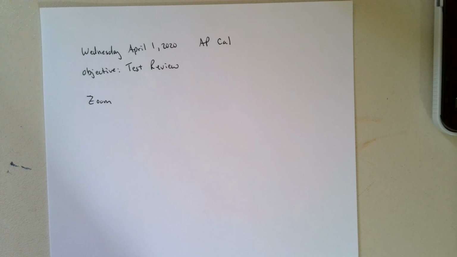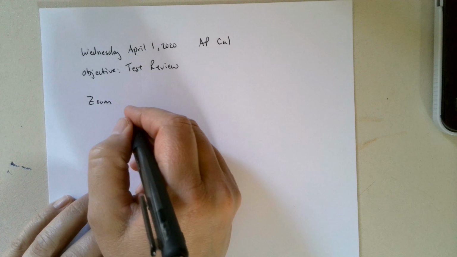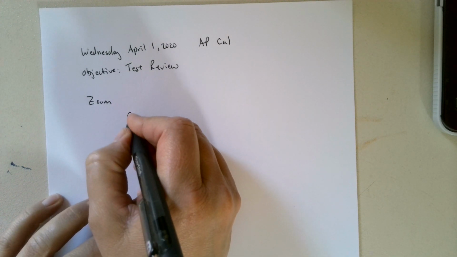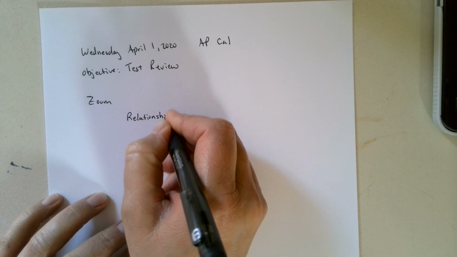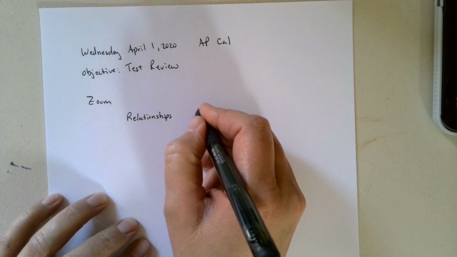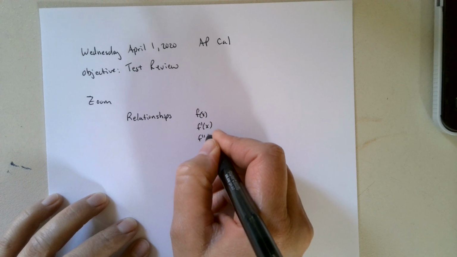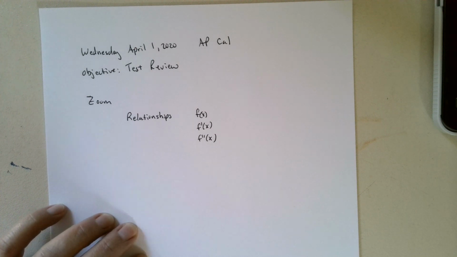I was working on them as well, and something I have already done for my own purposes, since I know you guys will need it, is trying to go back and refresh the relationships between the original f of x, the first derivative, and the second derivative. There were a lot of questions about those, and concavity and increasing and decreasing. It's been a while since we thought about that, so I know we need to talk about that.